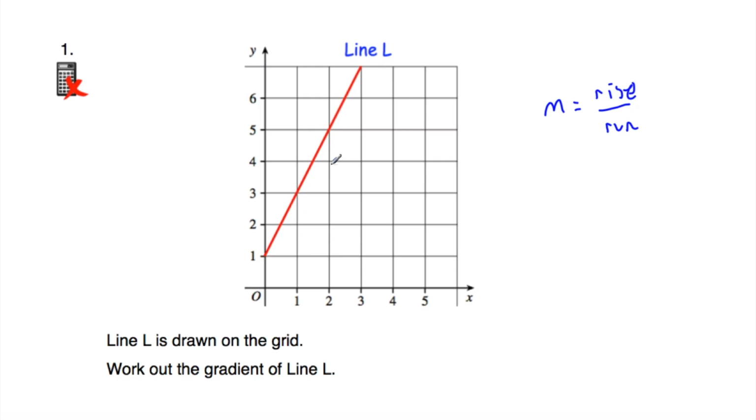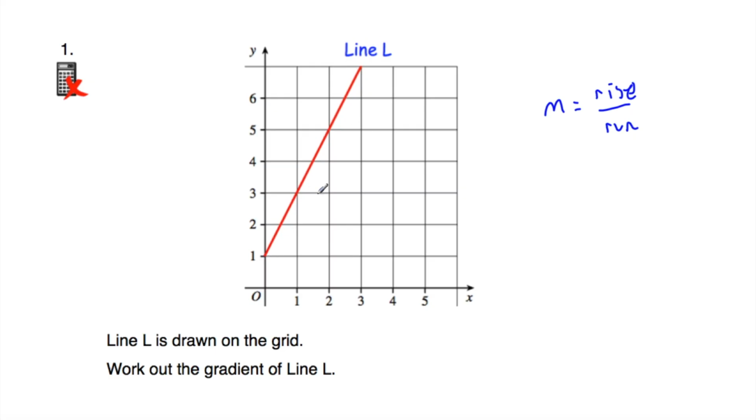Now in terms of this line, I think there are a few points that would be better to choose than others. The point (0,1) would be a good point to use, the point (1,3) would be a good point, the point (2,5) would be a good point, and the point up here, (3,7), would be a good point. The reason they're good points is because the line clearly goes through those points. It clearly goes through this point here, which is (1,3). I wouldn't choose this point here, because we don't know the exact coordinates of that point.